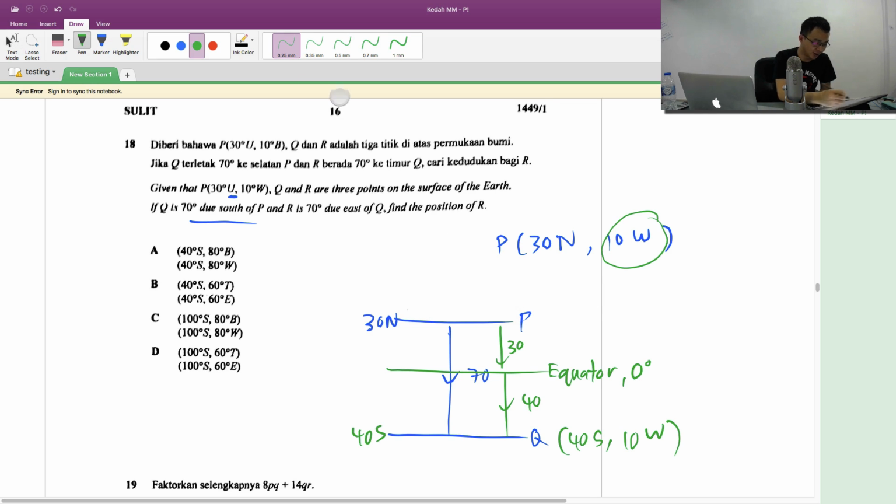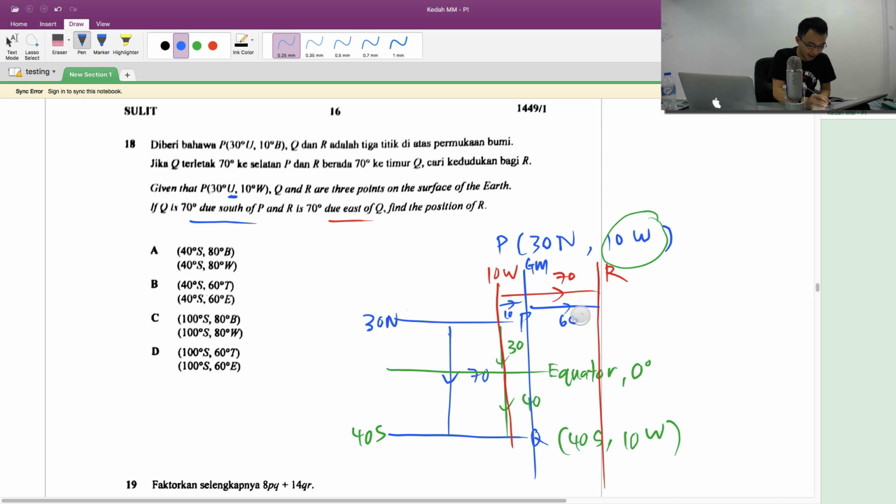So let's say this is 10 west. Now I need to go due east, 70 degrees. So I will go east 70 degrees, then I will actually reach the so-called R. Okay, so if this is 10 west, if I move 10 degrees east, I actually reach the Greenwich Meridian. So I continue to move another 60 degrees, so I will actually go to 60 east.